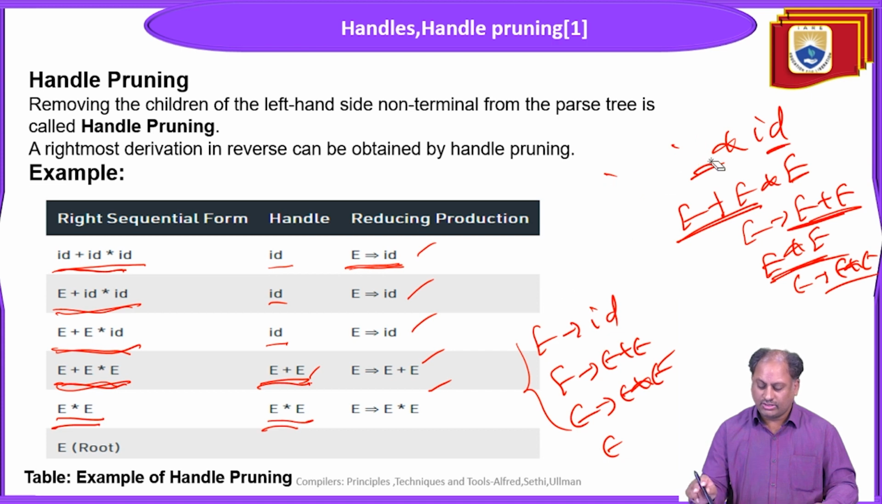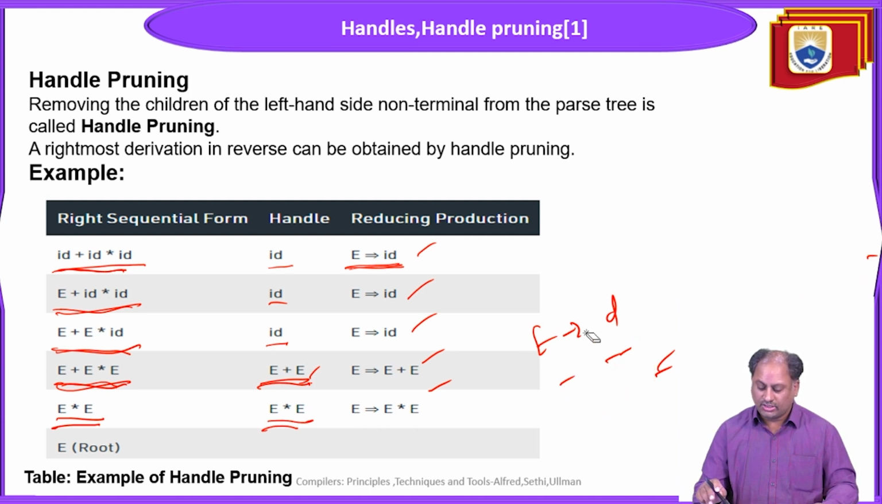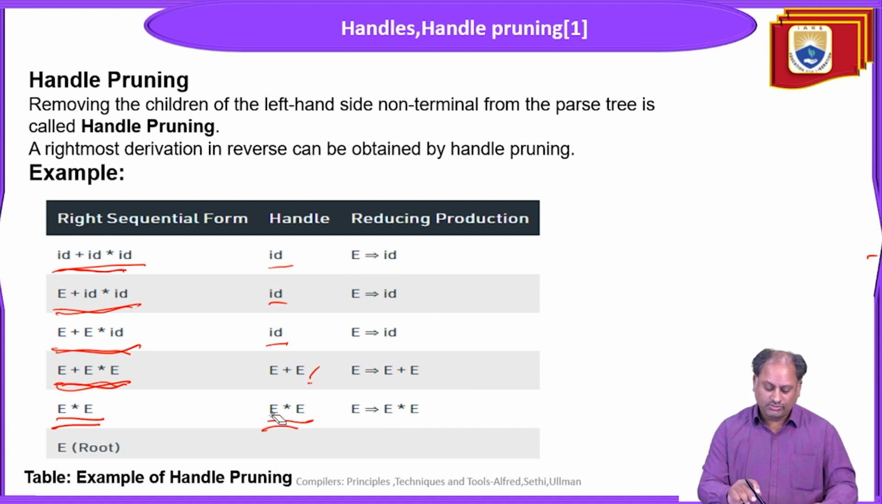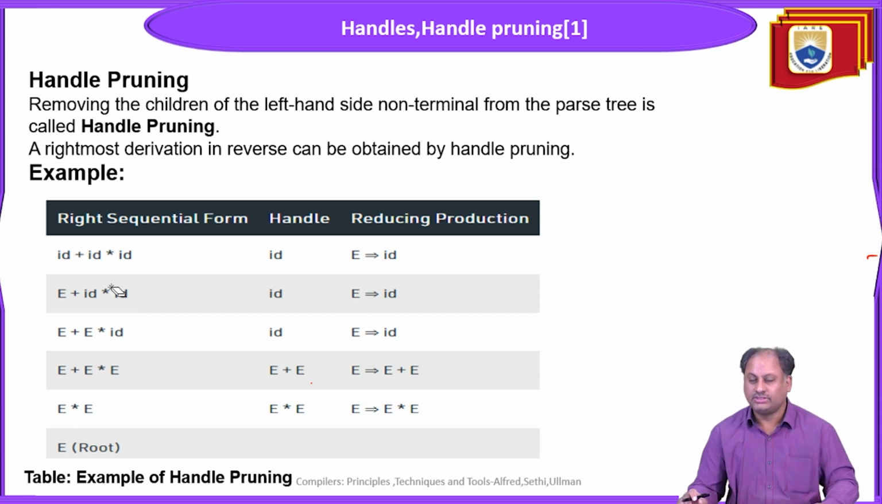In this way we substitute each production in sequential form, applying a handle each time, and we get handle pruning. This is to be considered as an example of handle pruning.